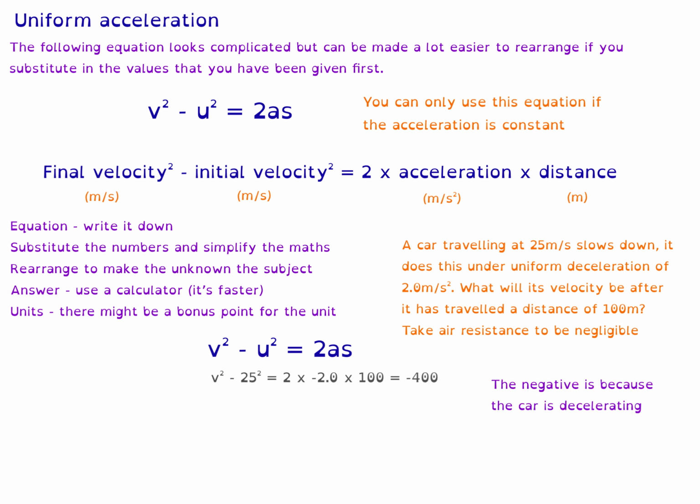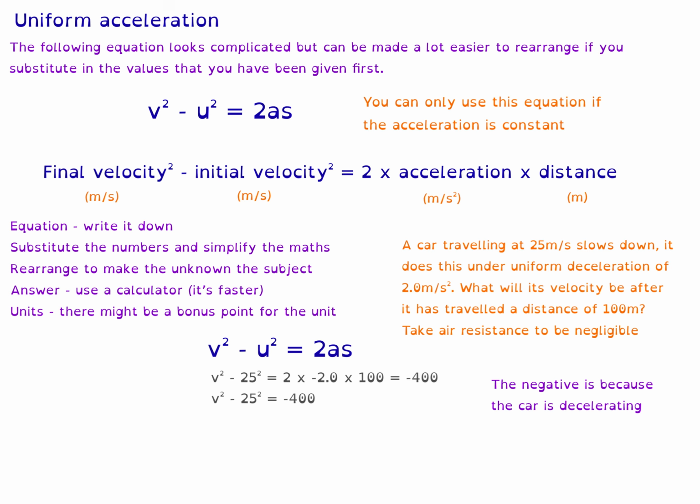So v squared minus 25 squared equals 2 times minus 2.0 times 100. And it's minus 2.0 because we're slowing down, it's decelerating. Simplifying some of the maths gives us minus 400. So we now have v squared minus 25 squared equals minus 400.